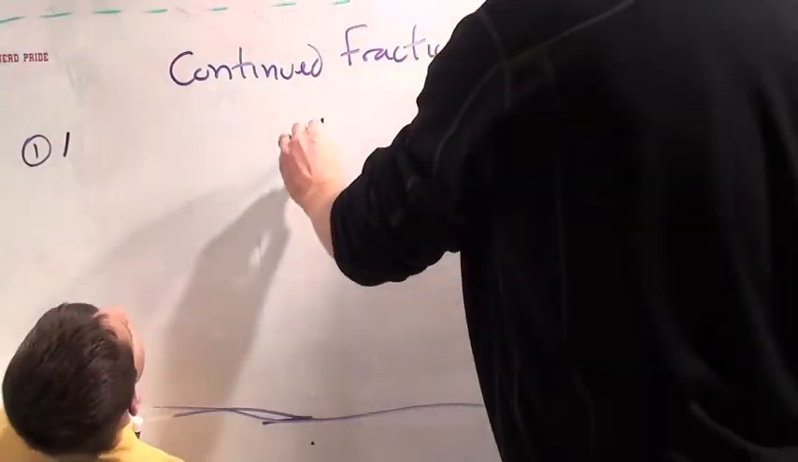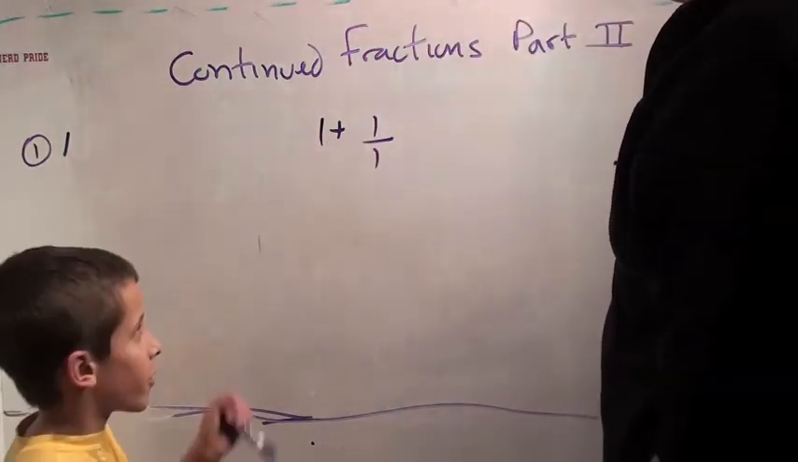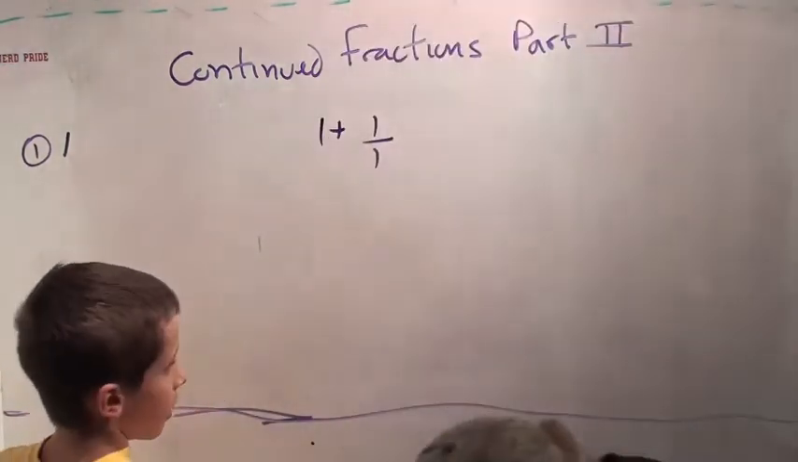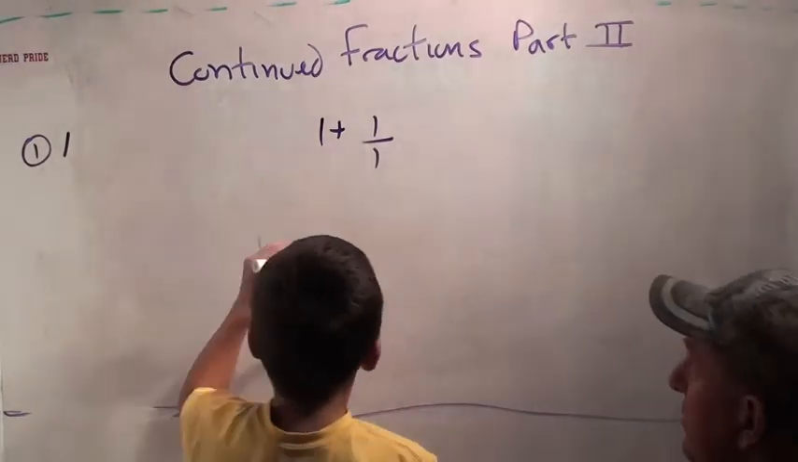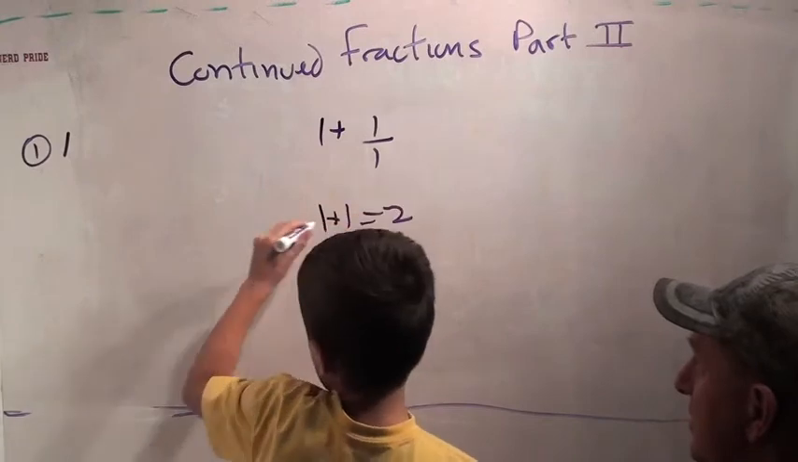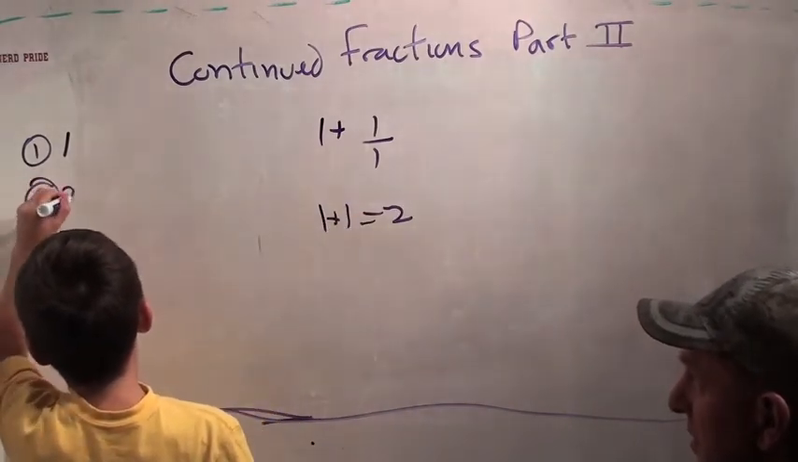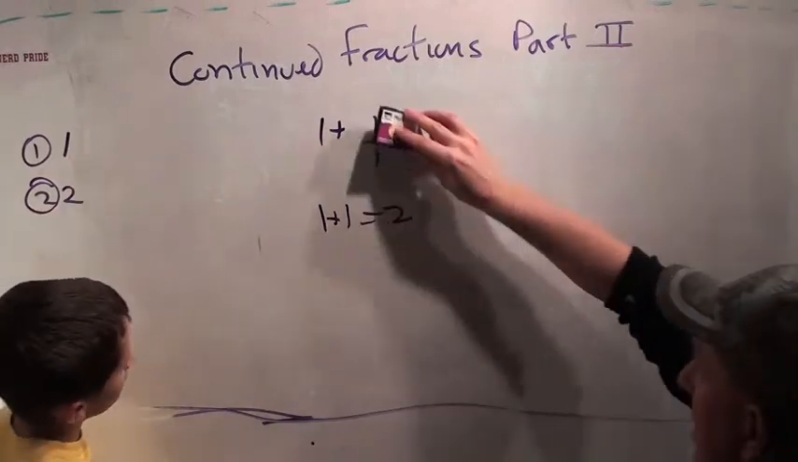Here's the next continued fraction. 1 plus 1 over 1. What is 1 over 1? It's just 1. So what is this equal to? This is equal to 1 plus 1, which equals 2. Okay, so write 2, and say that equals 2. Well, this is an interesting pattern.